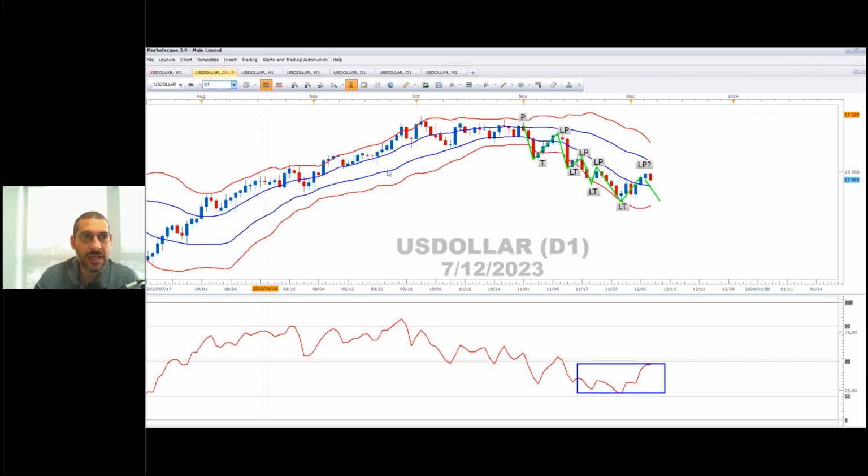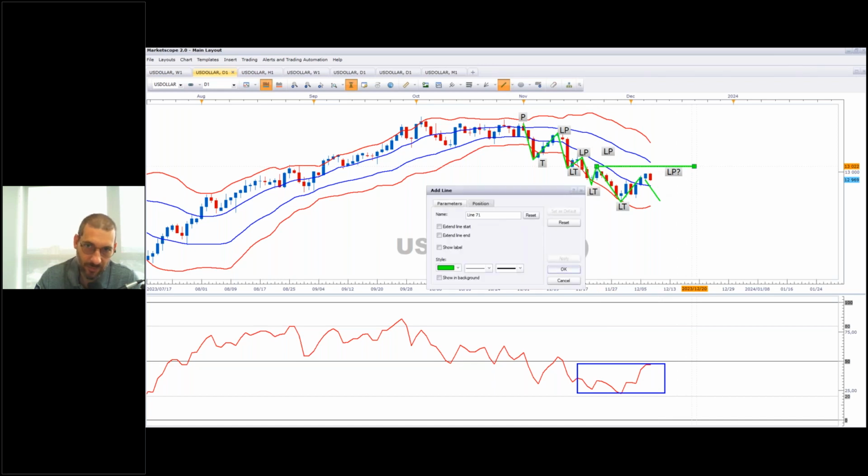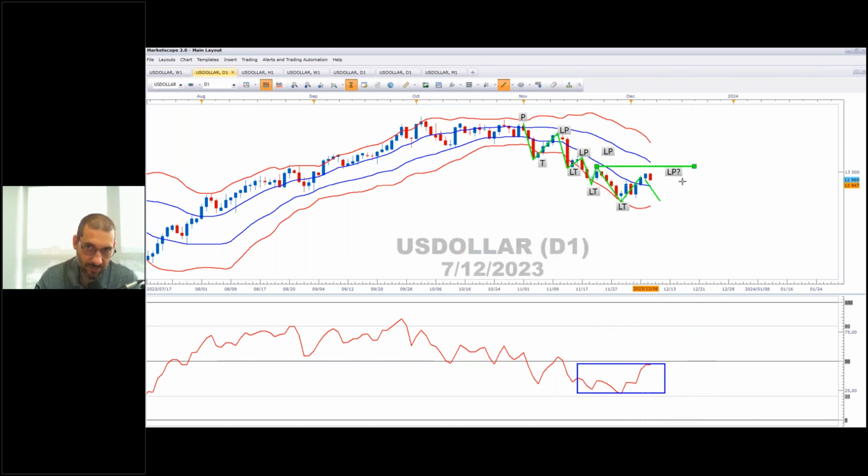Going down to the daily chart, well, are we getting this lower peak in? What we can do here is also just put in a line of measurement over here, because if we move above the previous lower peak, then we're not going to get this lower peak, then we're going to get a higher peak.